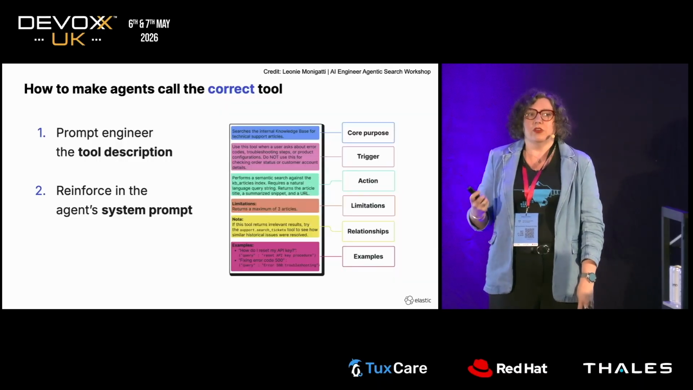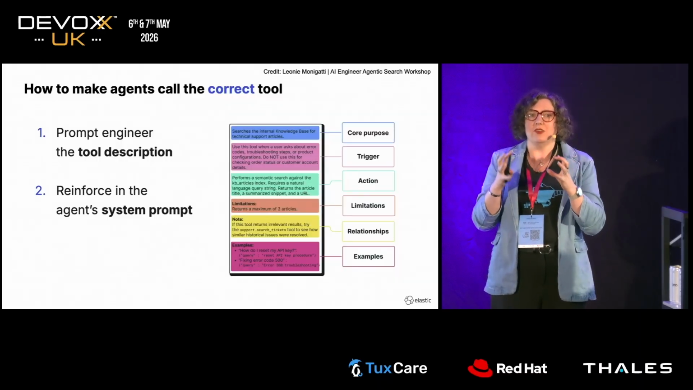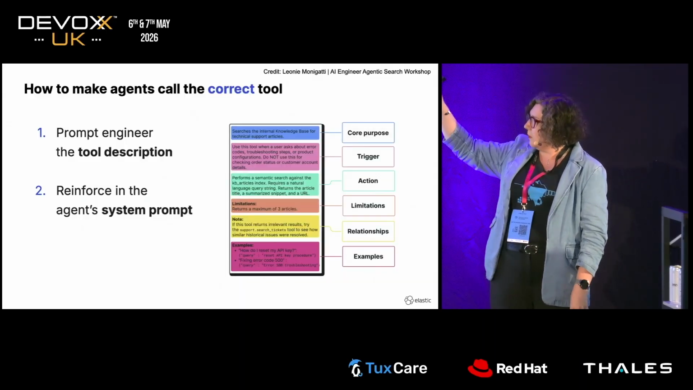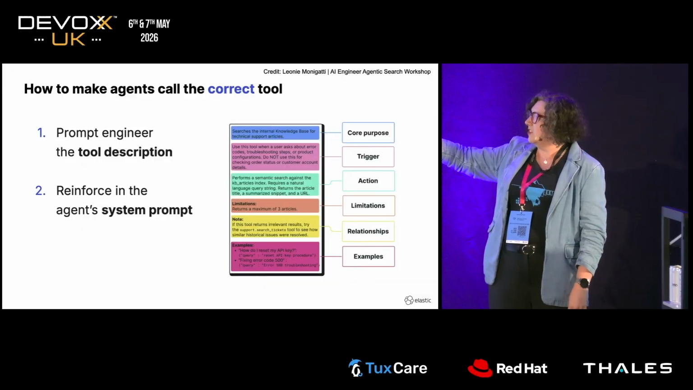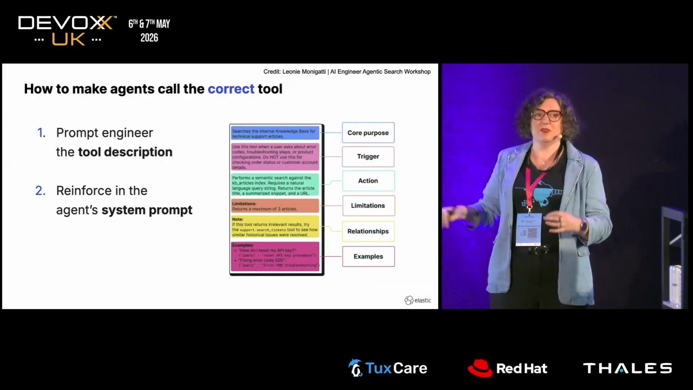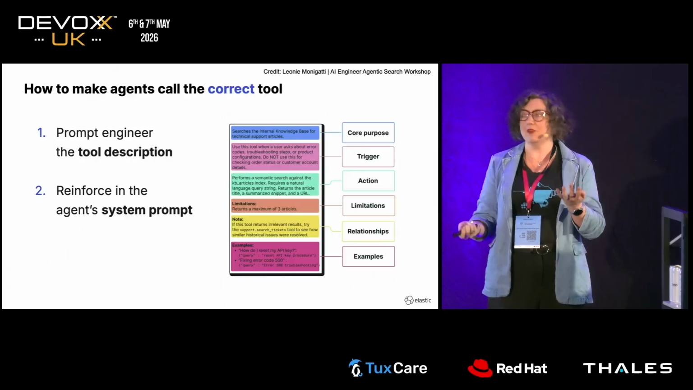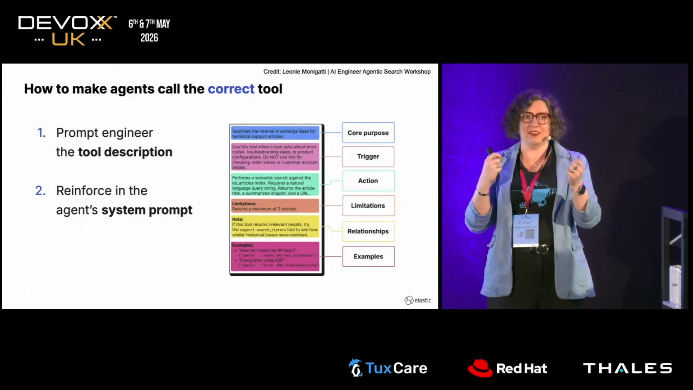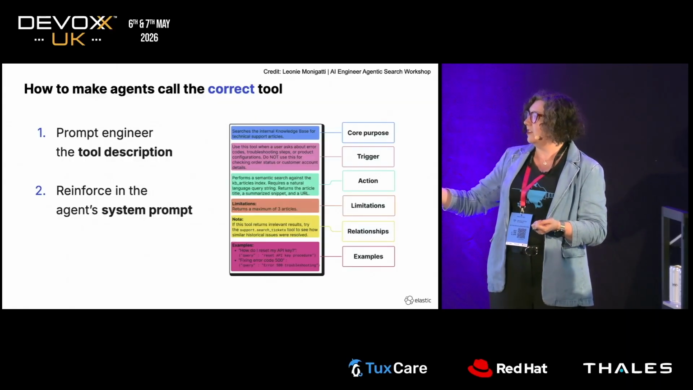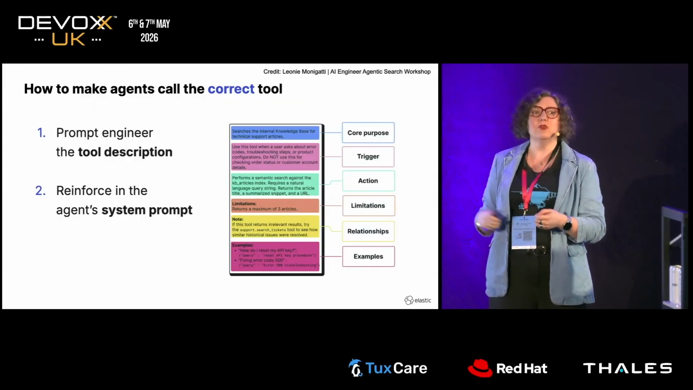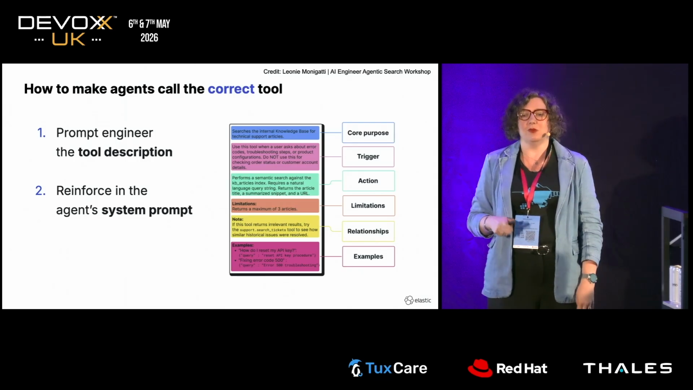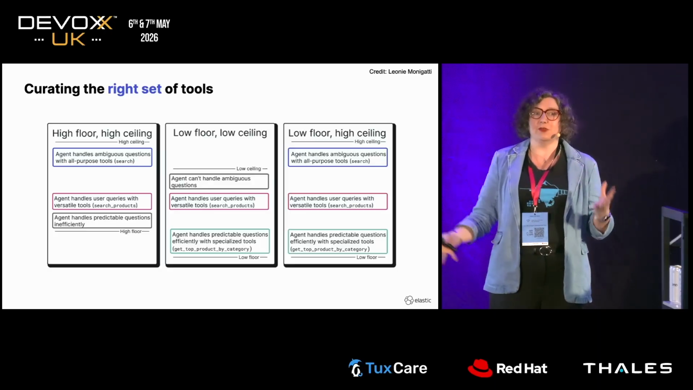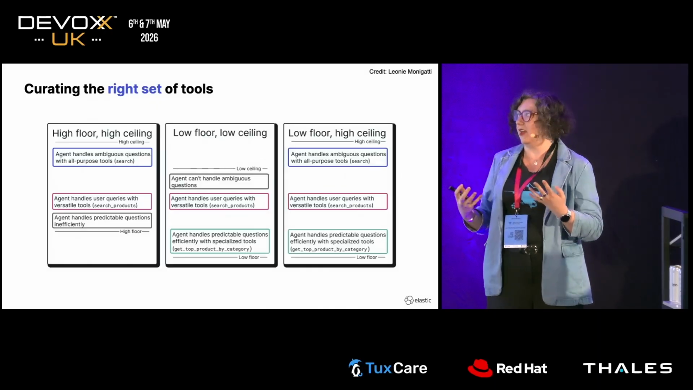So in order to make sure they call the correct tool, we need to consider prompt engineering the description. I like to use this particular guide from my colleague Leonie about the core purpose, the triggers, what it's meant to do, the limitations, relationships, and examples, which help it understand what parameters need to be passed, and make sure it's reinforced in the agent system prompt so that you connect these things together. Another thing I like to do is mention similar tools and relationships and highlight the difference between them too. With that, combined with trying to find the right set of tools for our system, we're going to end up retrieving the right information.